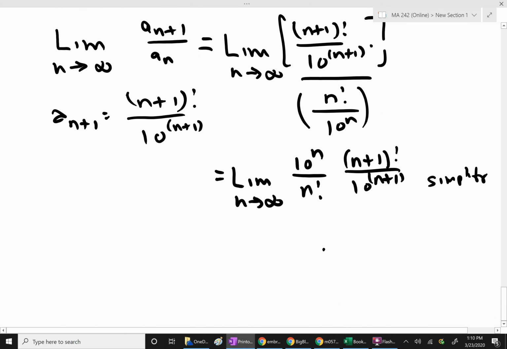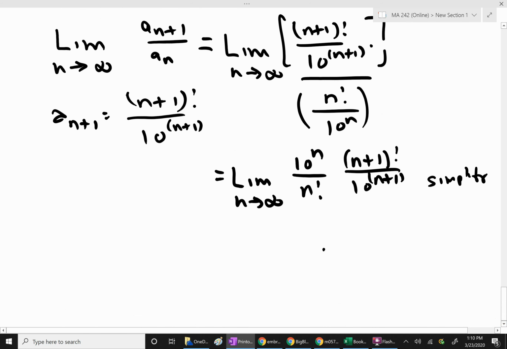Let's look at this. What does factorial mean? 1 factorial is 1. 2 factorial is 1 times 2. 3 factorial is 1 times 2 times 3. 4 factorial is 1 times 2 times 3 times 4. So what do you think n factorial is? I'm multiplying all the positive numbers from 1 up to n. So n factorial is 1 times 2 times 3 times 4 dot dot dot n.